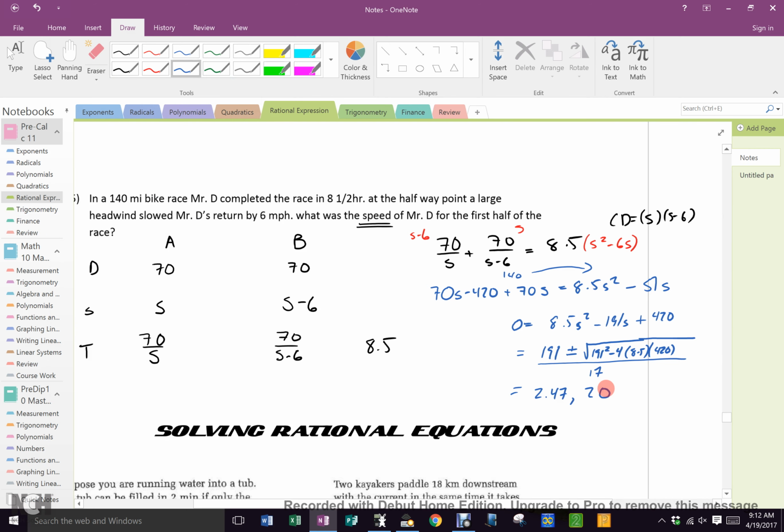So there's my two answers, yes? Everyone agree? Everyone's punched it into your calculator? Yeah? Kelvin? Okay. Now, one of those has to make sense and one doesn't, yes? Which one makes sense? 20 makes sense? Why? The other one is less than 6. If Mr. D is riding at 2.47 miles an hour and there's a 6 mile an hour headwind, he's getting pushed backwards. So this can't be.